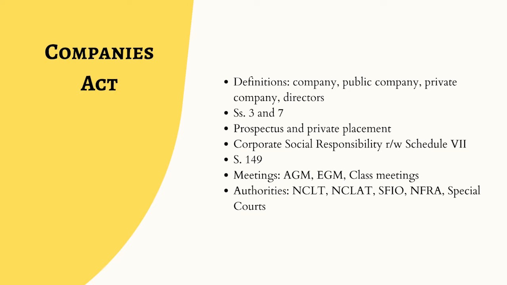So what you may do is, you must simply read out the definition part which is given under section 2 and try to remember the subsections, especially of terms like company, public company, private company, directors. Then we have section 3 and section 7, where section 3 talks about how many types of companies could be formed, whereas section 7 tells you how the company can be incorporated.